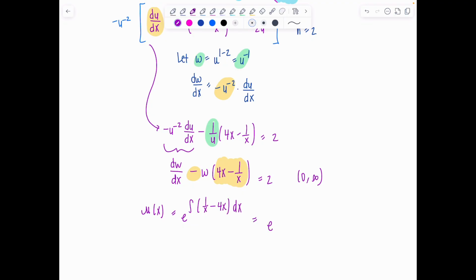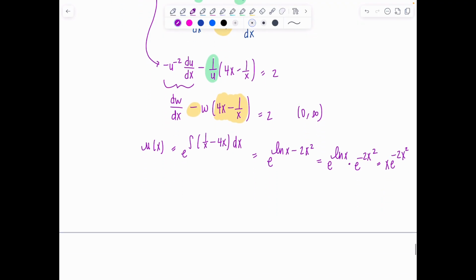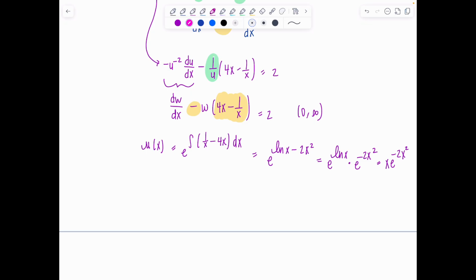Okay, so this is going to be e to the ln x minus 2x squared. I'm not putting absolute value of x because I already declared we're on 0 to infinity. And then again, break up the exponents. So this is e to the ln of x times e to the negative 2x squared, which is going to give me x e to the negative 2x squared. Are we good? Beautiful. Hang in there, guys. You're almost there. Multiply by the integrating factor.